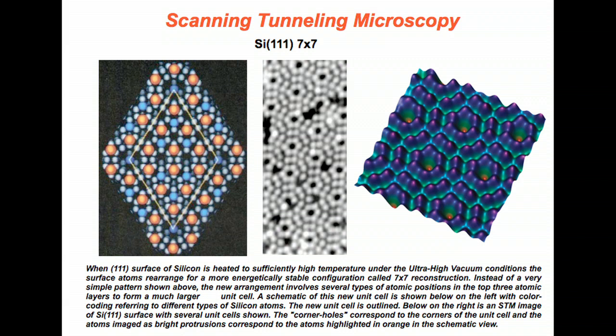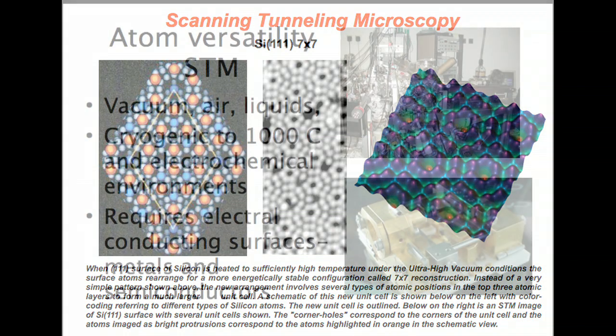So in real space, you could see the position of every atom, and this silicon 7x7 surface is shown on the right in terms of the pseudo-illuminated 3D model. In the center is the raw data, that is the height, and on the left is actually a theoretical model of the reconstruction, which matches perfectly with the scanning tunneling microscope data.